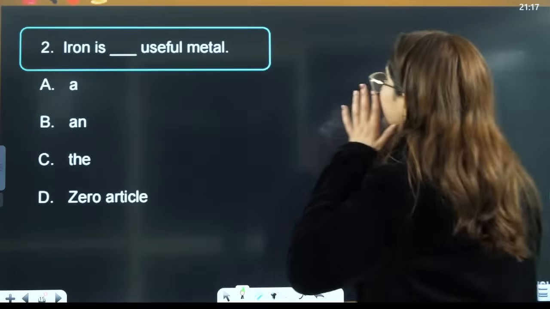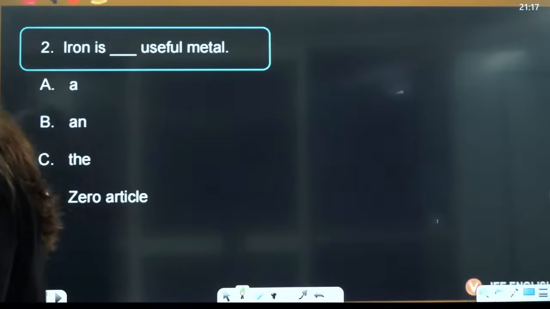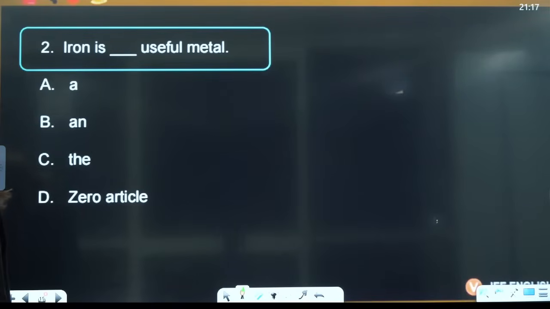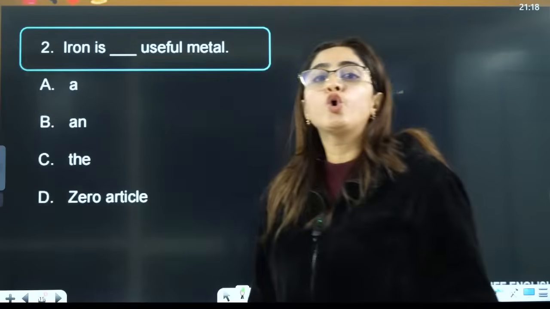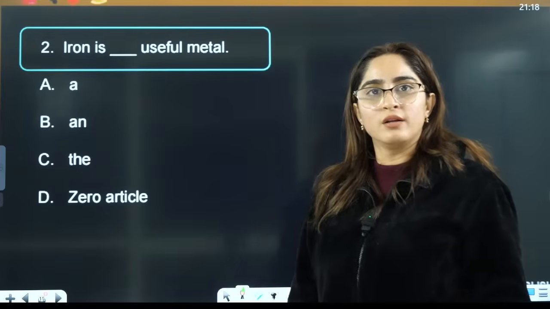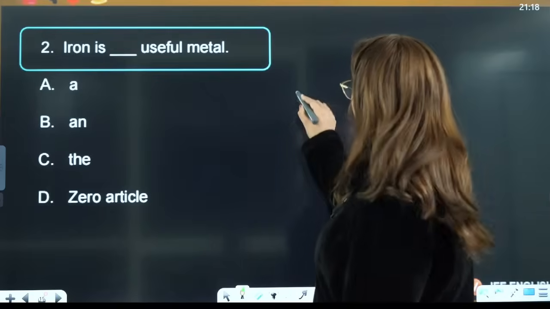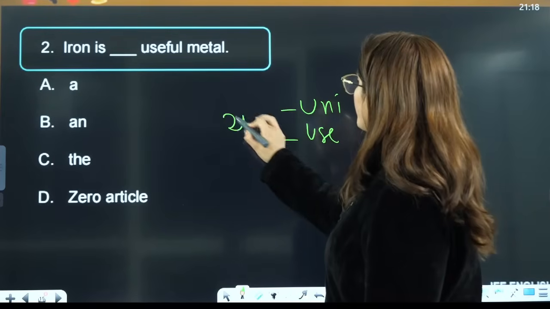What about the next one? Iron is you. Tell me, iron is you. You will be what? Yes, everybody. Do let me know, you will be what here? Iron is university. Useful. See, university, useful. They are you.